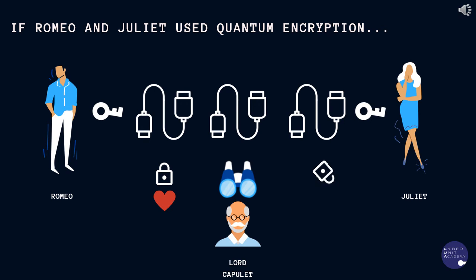By reading the photons, Lord Capulet alters the photon's quantum state, which results in errors in the quantum key. This alerts Juliet and Romeo that someone is listening, and the key has been compromised, so they need to use a different one.